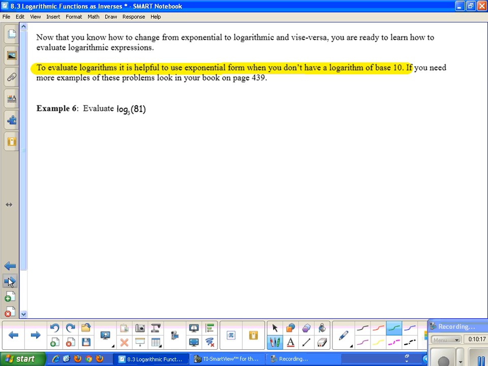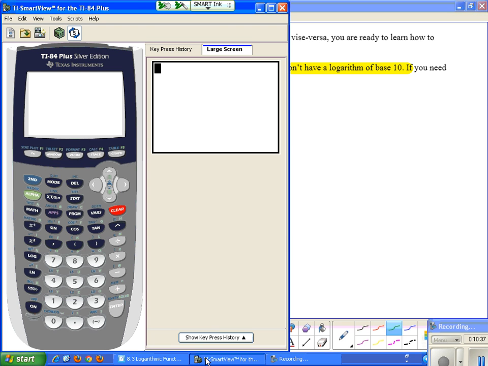Now that we know how to change from exponential form to logarithmic form and vice versa, you are ready to learn how to evaluate logarithmic expressions. To evaluate logarithms, it's helpful to use exponential form when you don't have a logarithm of base 10. If you need more examples of these problems, you can look on page 439 in your book. So I want to just show you really quick before we do some of these examples. If you go to your calculator, notice that there is a log button right here. If you hit that log button, notice it doesn't have a place for you to put your base.